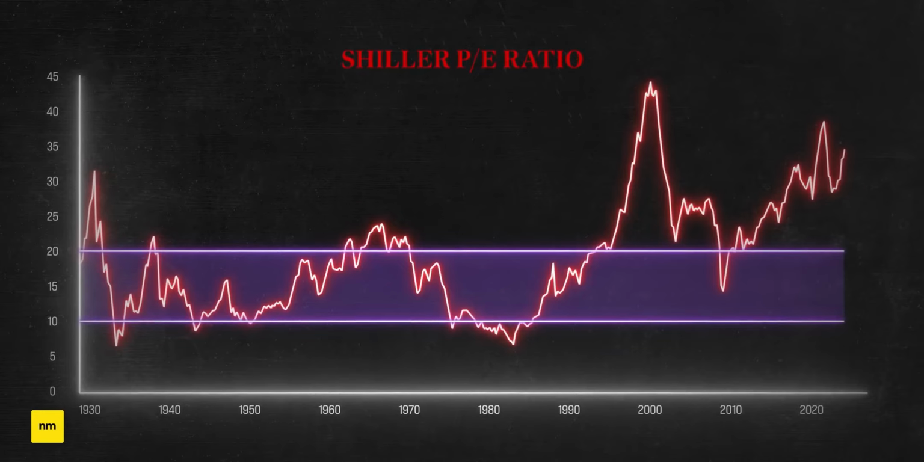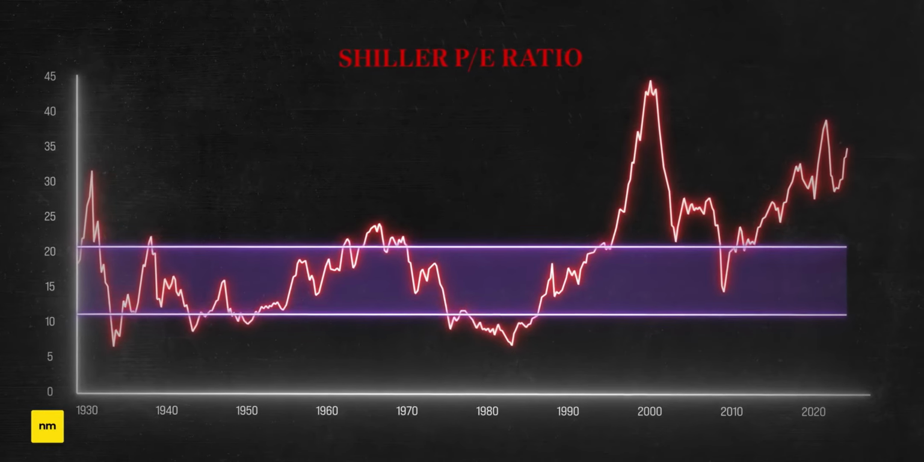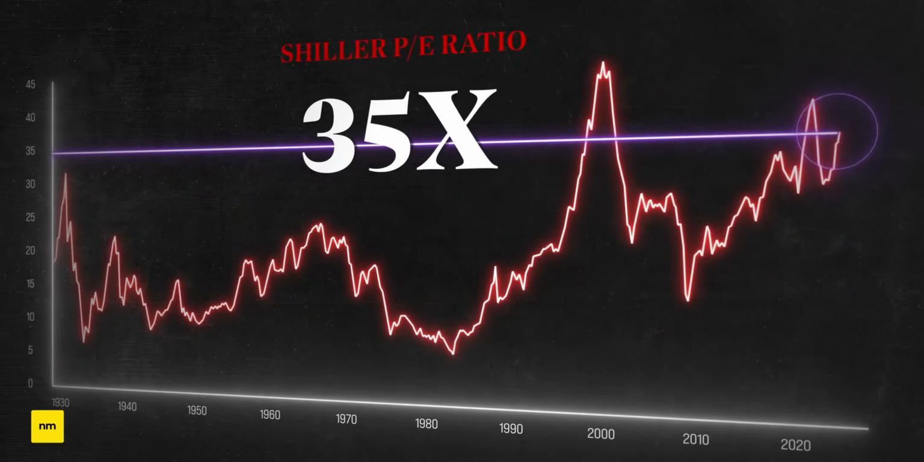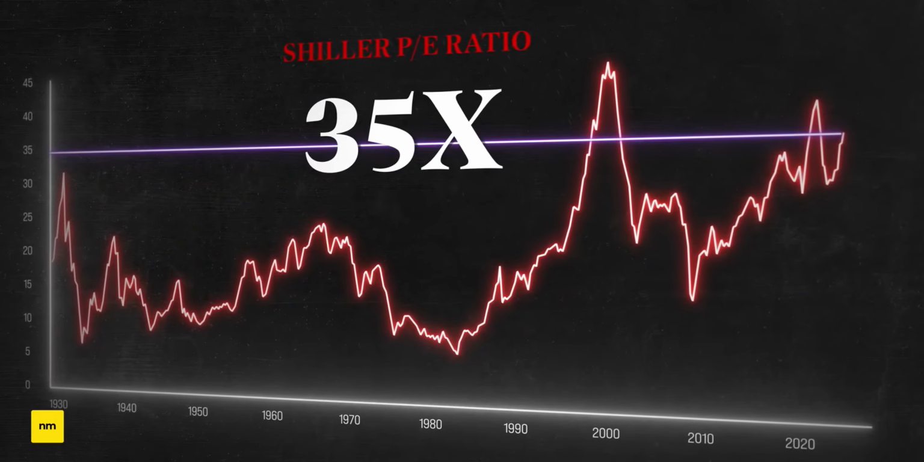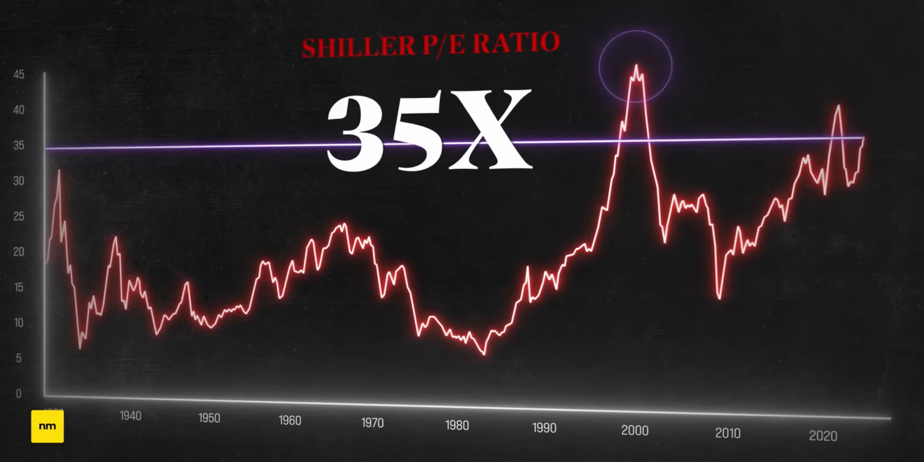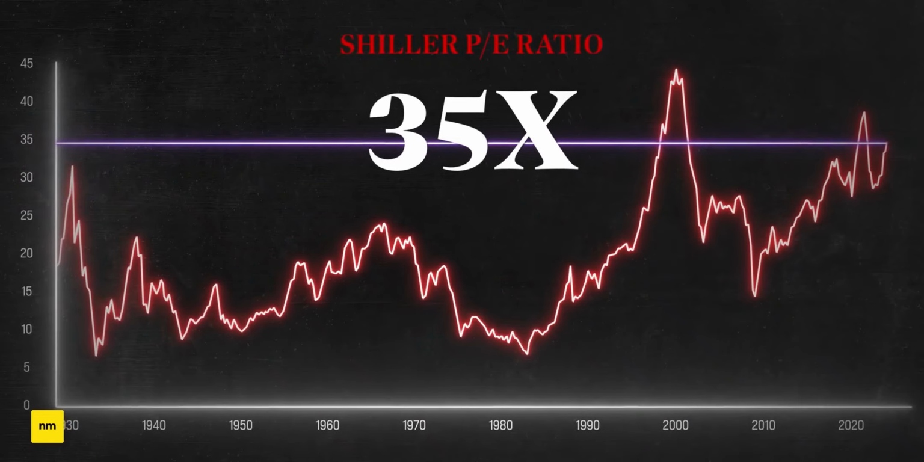Well, guess what? Today, the story is much, much different. Currently, the Shiller PE sits at a whopping 35. It's only been this high around 3 other times in history: 2021, 1999, and 1929. So correlation does not equal causation, but the market is pretty hot. So what do we do?